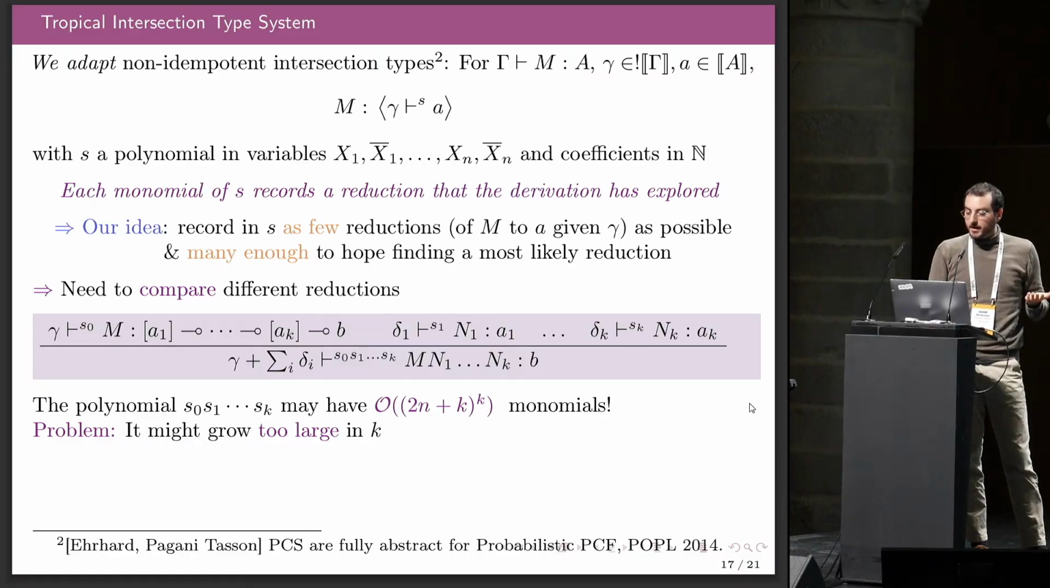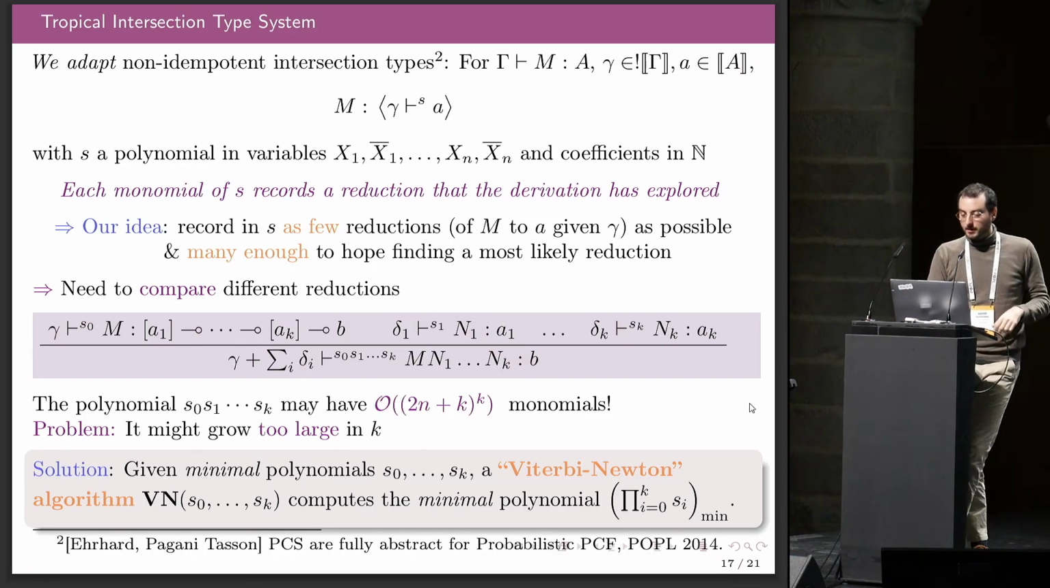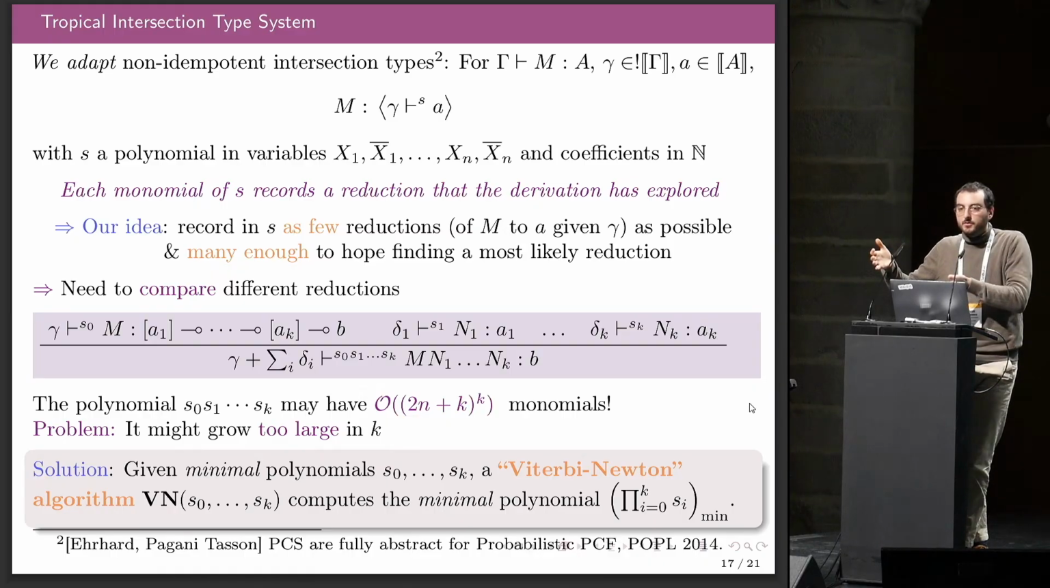But there is a problem already that you can see, because when the number of applications grows, this multiplication of polynomials can easily become intractable. So we need to keep this small as well. And we do this by relying on the literature in tropical geometry, with which we were able to show that there is an algorithm for computing multiplication, which we call Viterbi-Newton multiplication, which takes a finite number of polynomials, and it gives not really the product of all of them, but just the minimal polynomial of the product. Minimal in the same sense of the minimal Newton polytope that I showed you before.